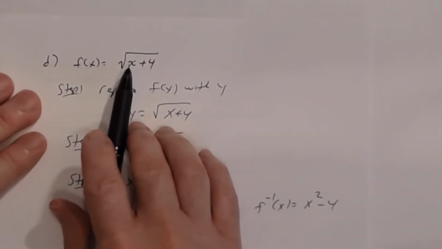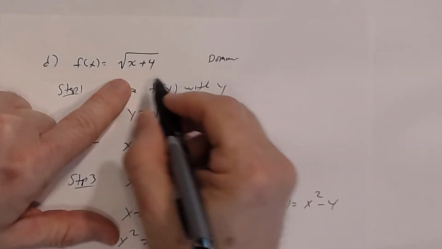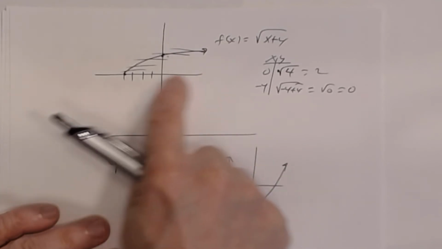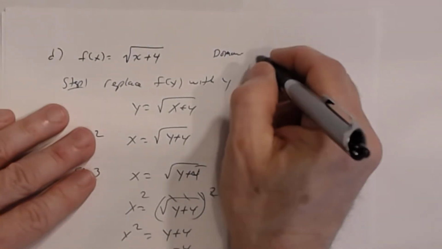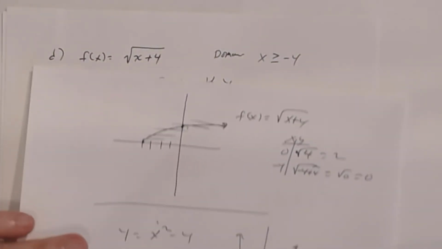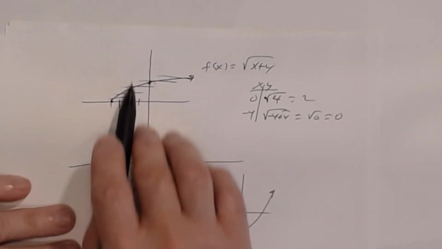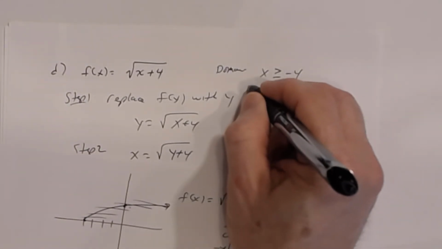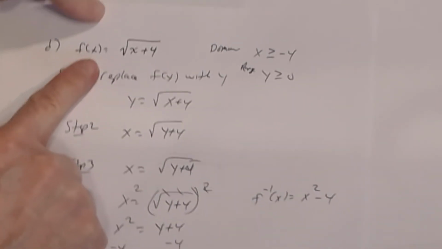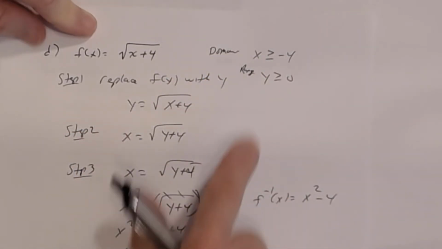So you'll also see this. When I go back here, the domain of this, when you look at the graph, domain is from -4 to infinity. So x is greater than or equal to -4. And your range is from 0 to infinity. So y, your range, is greater than or equal to 0. So remember, the domain of this is greater than or equal to -4. The range is y is greater than or equal to 0.